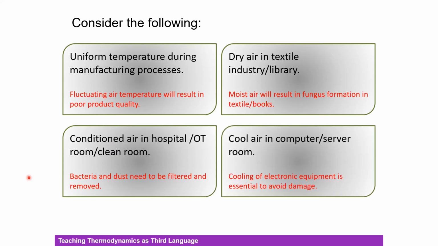And finally, we also need cool air in computer and server rooms. So server rooms tend to become hot because they process data in a very big scale, and this releases a lot of heat. So in order to maintain the temperature in the computer and server room, we need to supply cool air. So this will help in cooling of electronic equipment, and this becomes very essential to avoid damage, because any computer or server room exposed to high temperatures will result in electronic equipment damage. So cool air supplied to these rooms will help to avoid this.